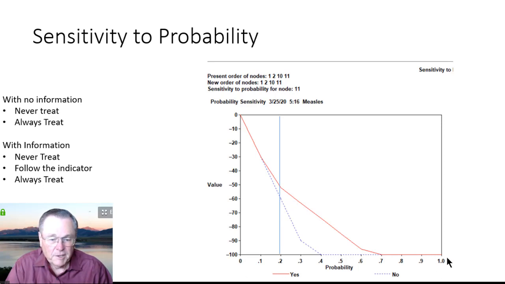At the other extreme, if it's 100% measles, you would always treat them. There's no need to test. And so that's why you see this minus 100 over here. So this is always treating, and this blue line is always treating, and down through here you're never treating. And then in here, on the red line at least, you're following the results of the test. Remember, there is no test here with the blue line. And we'll see this is going to be straightened out when we get to SIPmath.